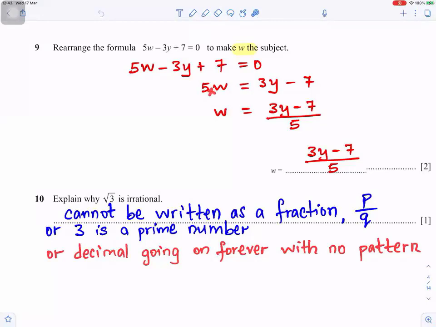It's times 5. So you take times 5 to the right hand side, it becomes divided by 5. So it's 3y minus 7 divided by 5. That's W.